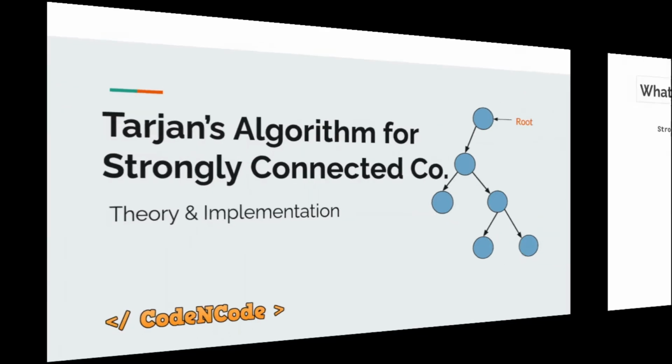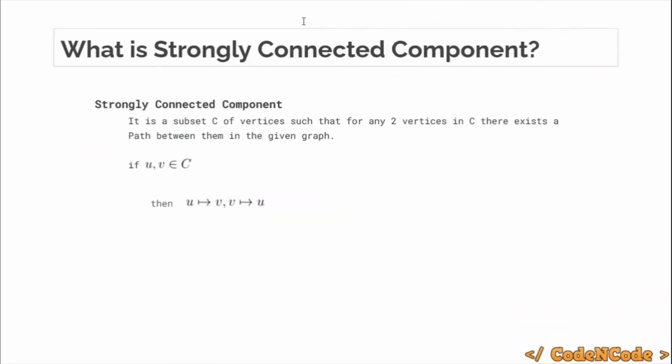So let's get started. So what is strongly connected component? You might already know, but for those who do not know, a strongly connected component is basically a subset C of vertex set. When you have a graph, you have a vertex set and an edge set, right? So a strongly connected component is a subset C of vertices such that for every 2 vertices in subset C there exists a path in the given graph.